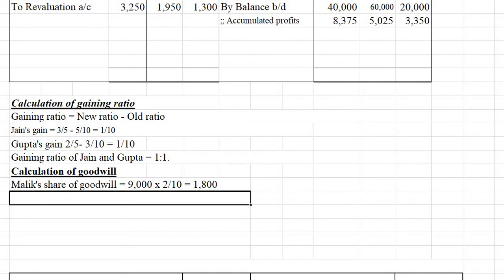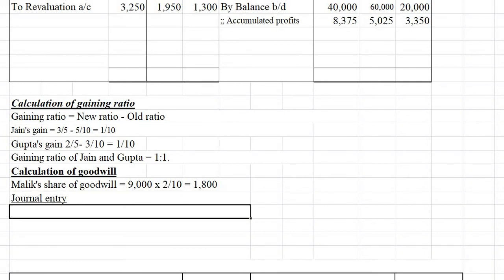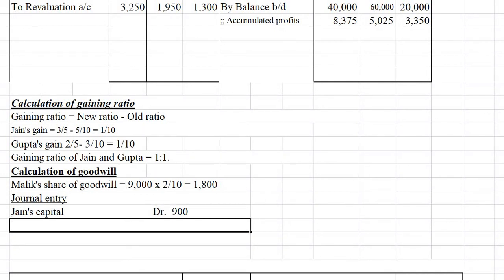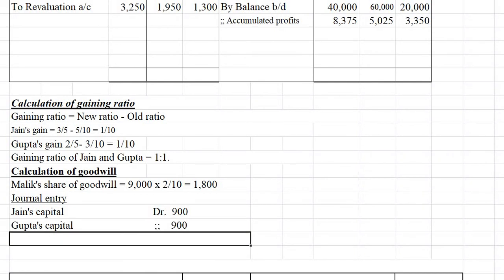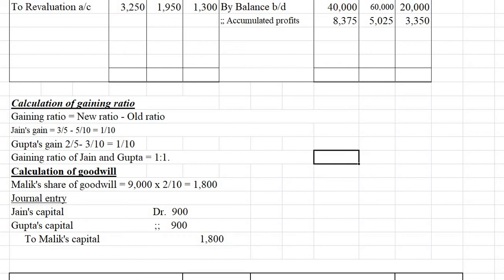So we can write the journal entry for understanding purpose. We will write Jain's capital debtor because he has to pay. Jain and Gupta, they have to pay. So Jain's capital debtor 1,800 into 1/2, half he has to pay. So Jain's capital debtor 900. So that is written here. Then next Gupta's capital debtor again 900, equal share to Malik's share, Malik capital 1,800.